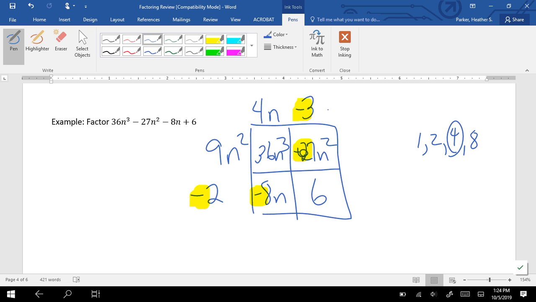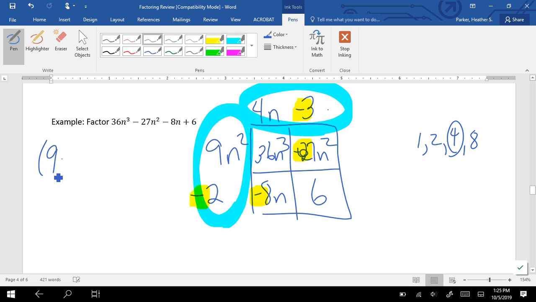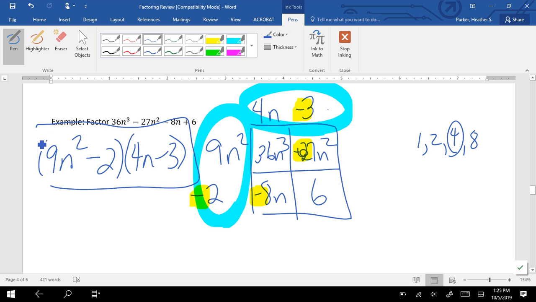So my answers, once again, come from the outside. That's one of my polynomials. That's the other. So I'm going to have 9n squared minus 2 times 4n minus 3. That's my answer in factored form.